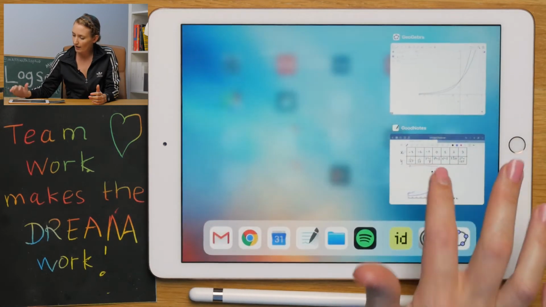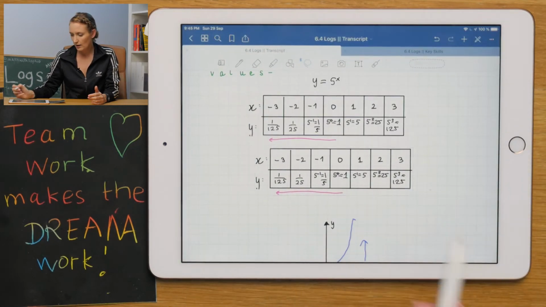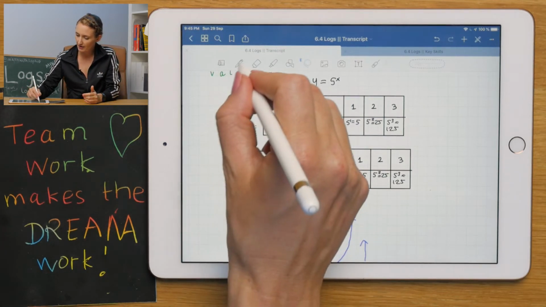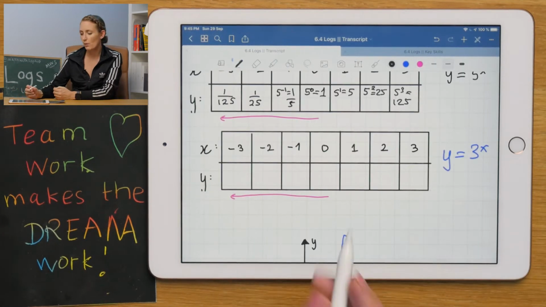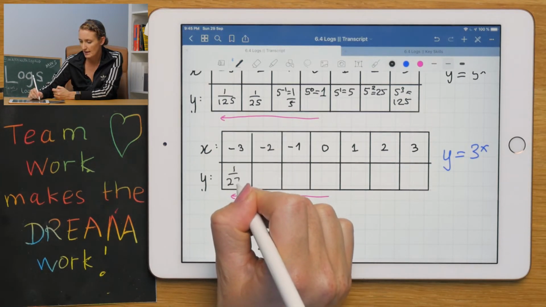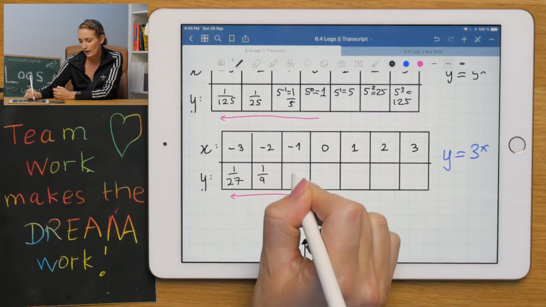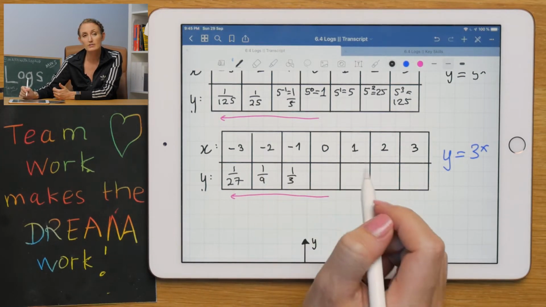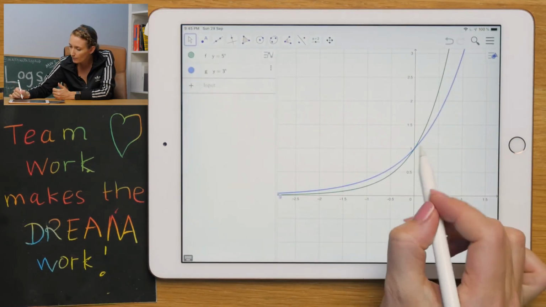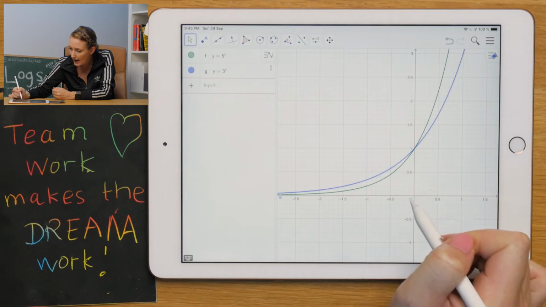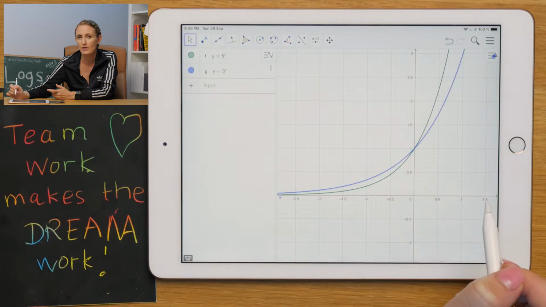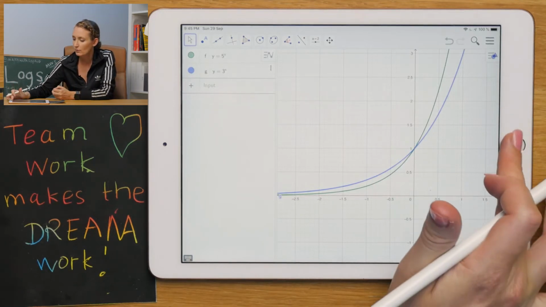If we had the same table of values, but we were looking at 3 to the x versus 5 to the x, let's think about what would happen. Here we would have 3 to the minus 3, which would be 1 over 27, 1 over 9, 1 over 3. 3 to the 0 would still be 1. That's why that's going to be a common point. If you look at your graph, both of them go through the intercept here at 0, 1. Because any number, if it's 3 or if it's 5, when you power it with 0, it will be 1.